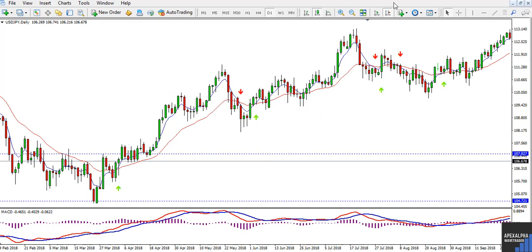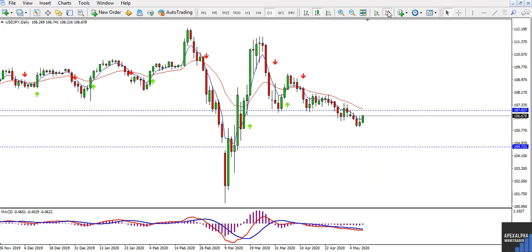I'll mark the top of the candle we are at right now as our present resistance, just so that we have a focus. Okay, so let's go down to the daily chart, and this is what's happening for us right now.